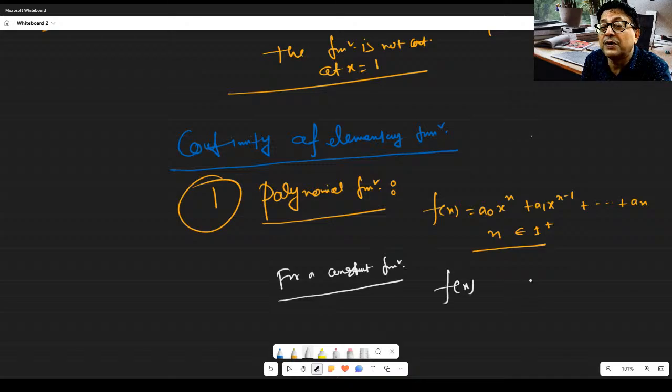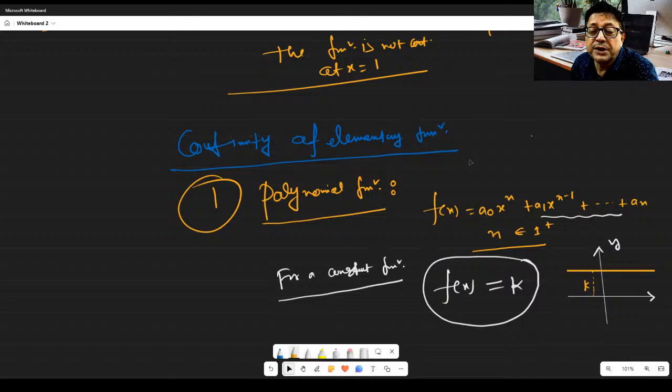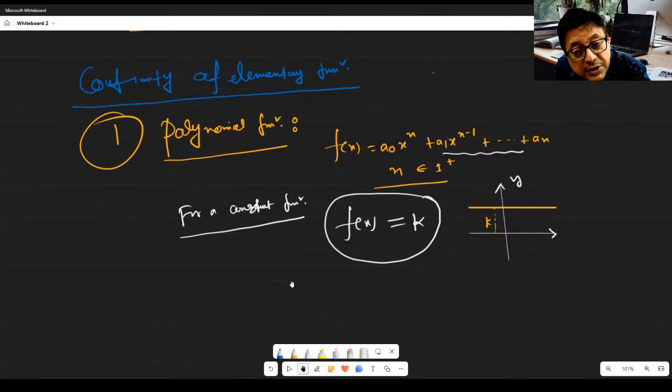If you put n equal to 0 over there, there is no existence of this term. There is only one term, fx equal to a0. That is fx equal to k. If you draw the graph of function, it is continuous everywhere. Fx equal to k, if k greater than 0, the graph will be like this. This is at a distance k unit from the origin. Clear? So this is continuity of the constant function, that is fx equal to k.